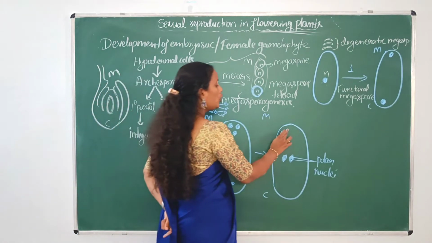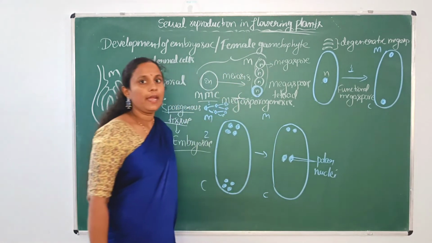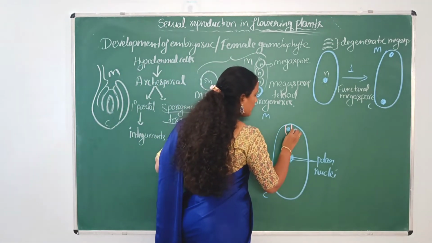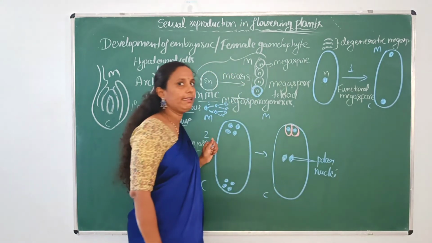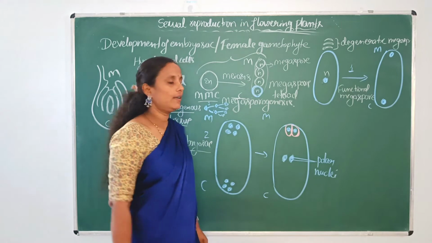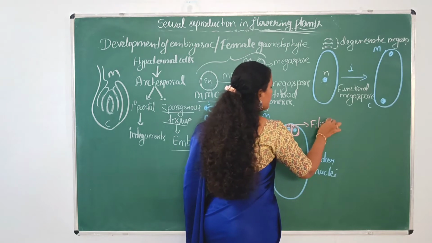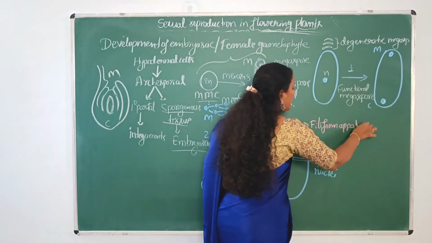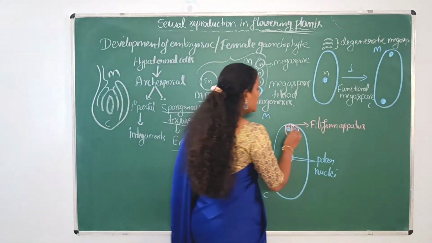The 3 nuclei towards the micropyle develop cell walls. Two of these cells formed by the formation of cell wall have a special thickening called the filiform apparatus. These two cells are called synergids.